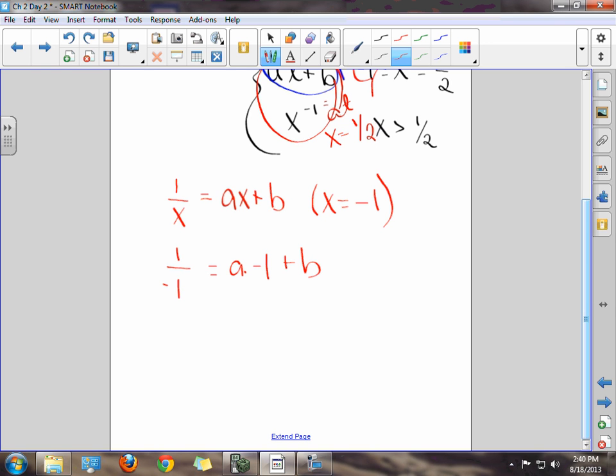So we end up with negative 1 is equal to negative a plus b. So I have two variables, one equation. Probably not going to work for me for now. But I can now look at the second set of equations.